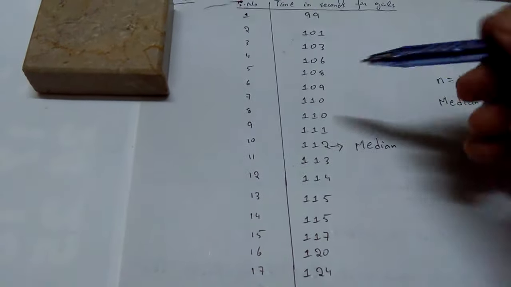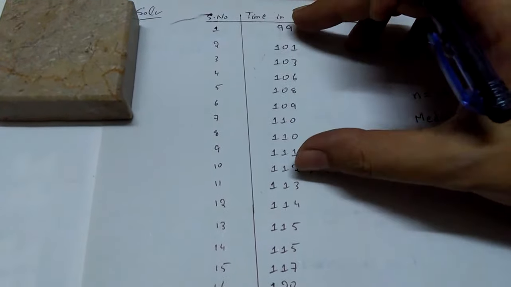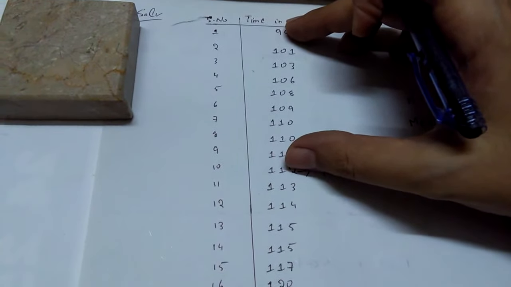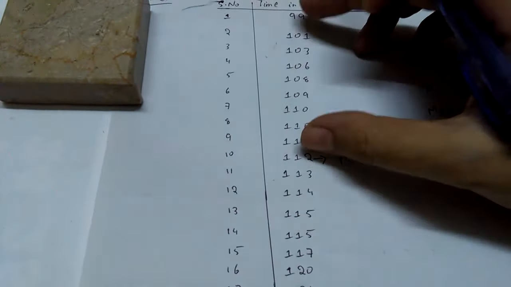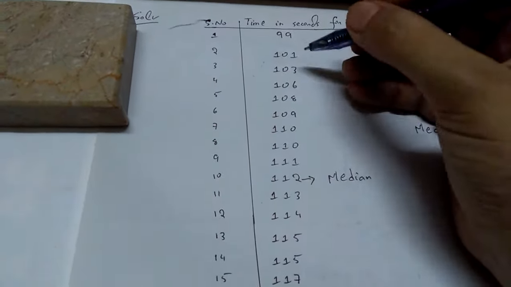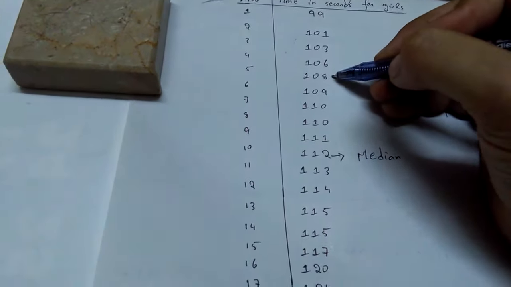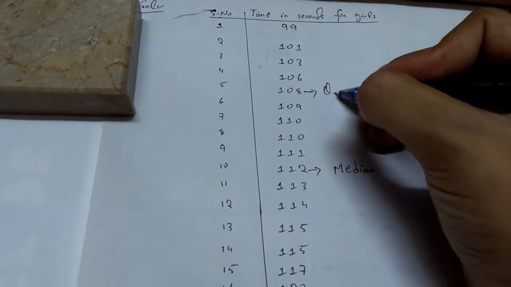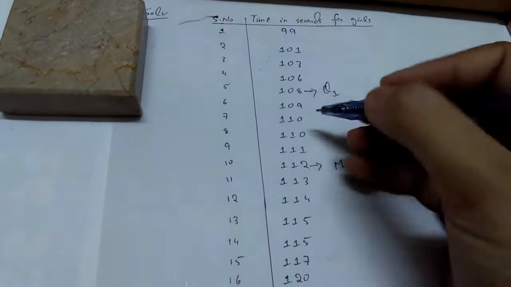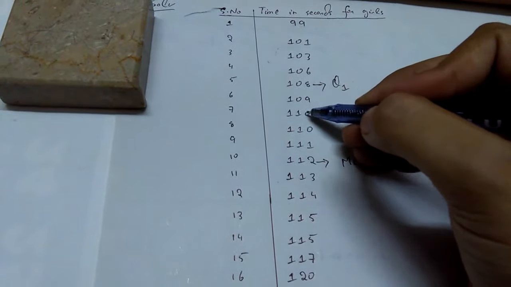Now right above the median value, we have to find the middle value in this upper half. That is said to be the upper quartile value. These are the 9 values, so the middle value in this set of data should have 4 values above it: 1 2 3 4. This is the upper quartile value that I'm going to represent with Q1, and below this upper quartile I again have 4 values: 1 2 3 4.